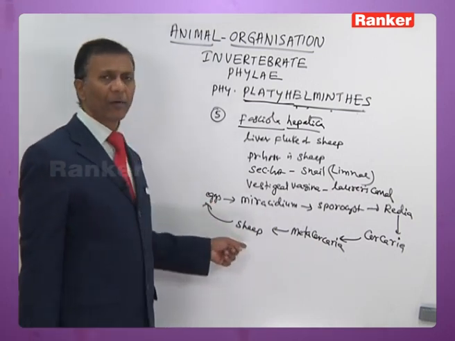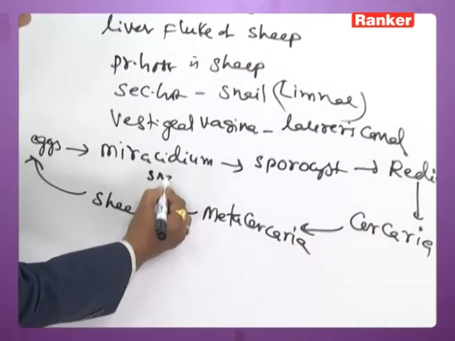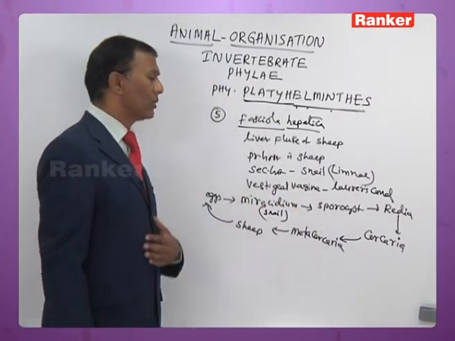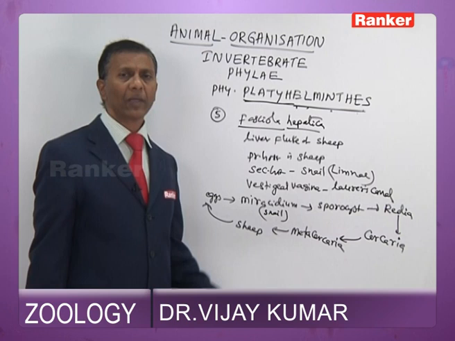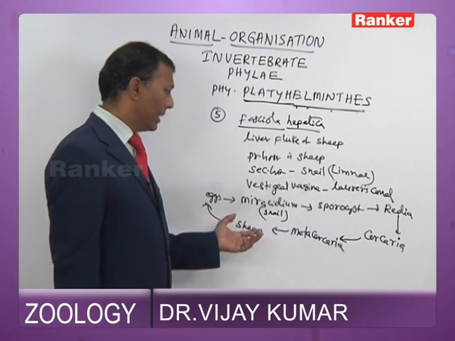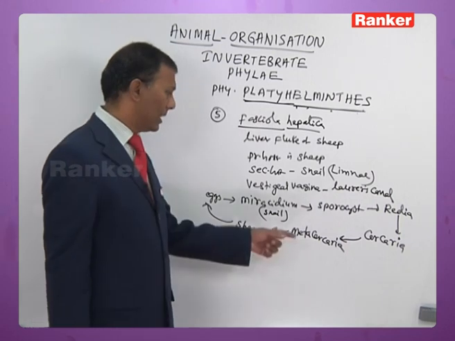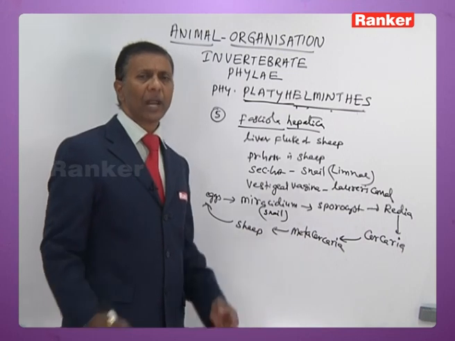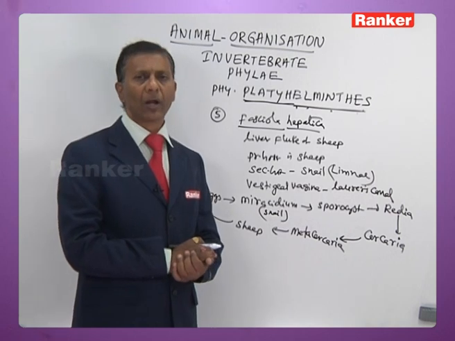The eggs come out from the sheep and hatch into miracidium larva. The miracidium enters the snail. Within the snail, the miracidium transforms into sporocyst. The sporocyst gives rise to redia, the redia gives rise to cercaria, and the cercaria gives rise to metacercaria. The metacercaria comes out of the snail and swims in water in search of the primary host. Then when sheep drink contaminated water, the metacercaria enters the sheep, where it transforms into an adult. Then Fasciola hepatica causes a disease called liver rot in sheep.